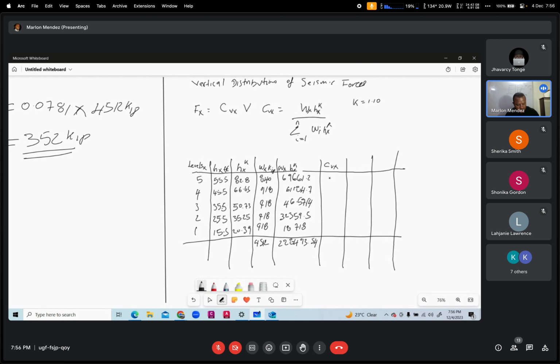This is the value of what is called the Cvx, which is equal to 0.3, all right, 0.5. This here becomes 0.2678. This becomes 0.20H.